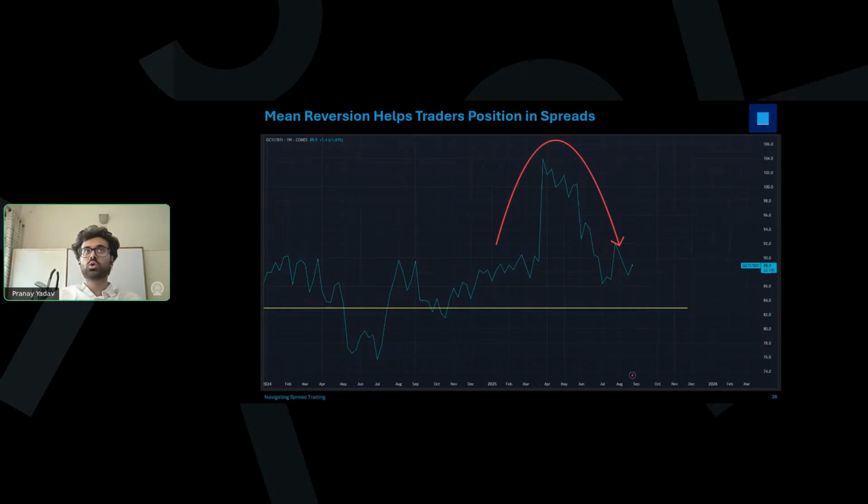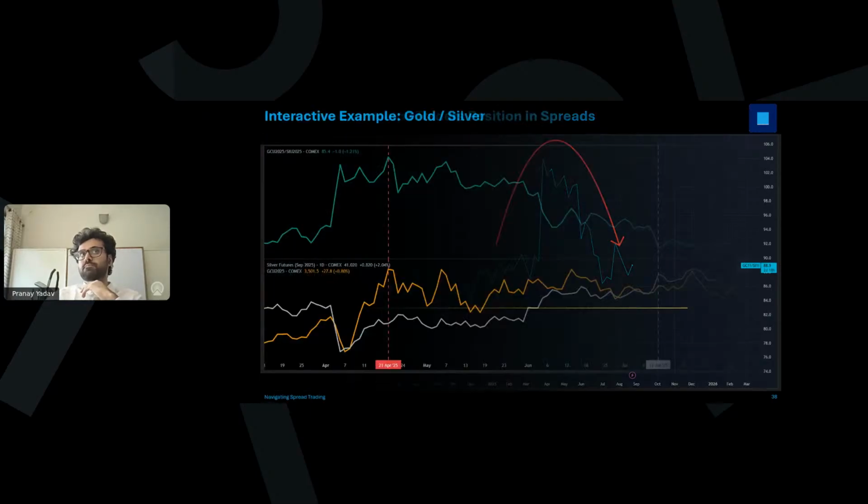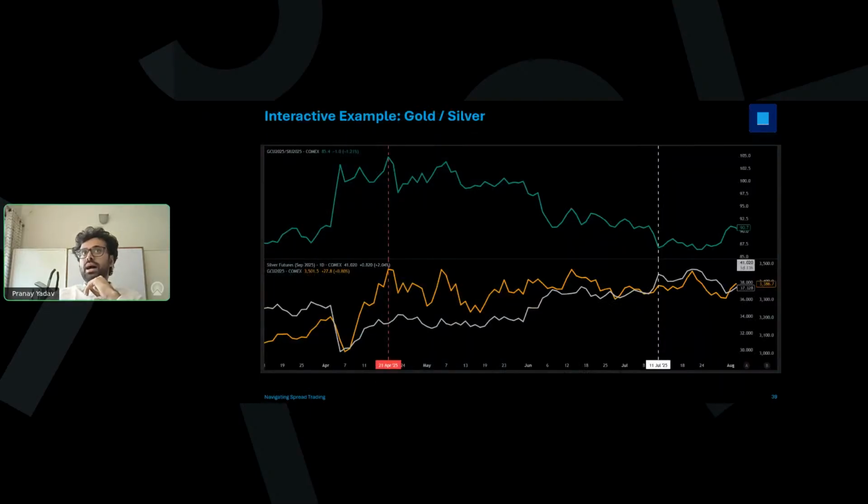In this case, it's gold and silver. We saw that gold to silver ratio hit its high for the decade. It reached 105, beyond which, through April all the way to September, the ratio reverted back to its mean, right? Let's see how a position on the back of a gold to silver ratio would have played out during that period.